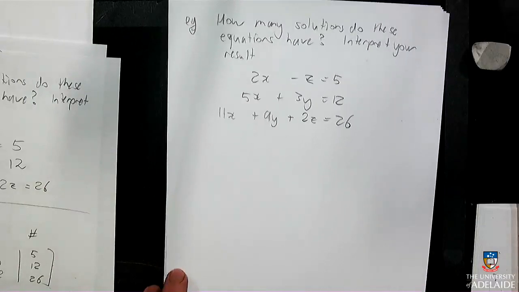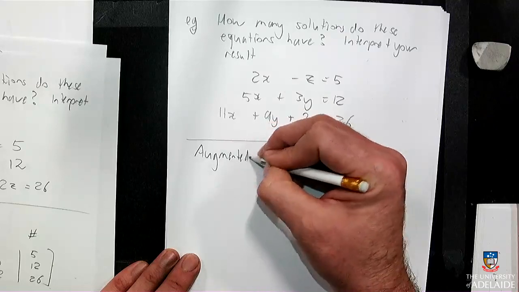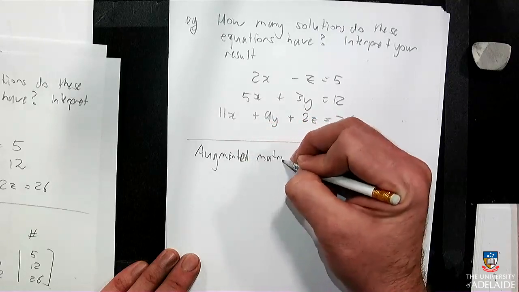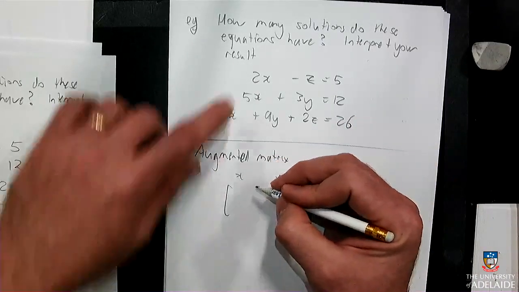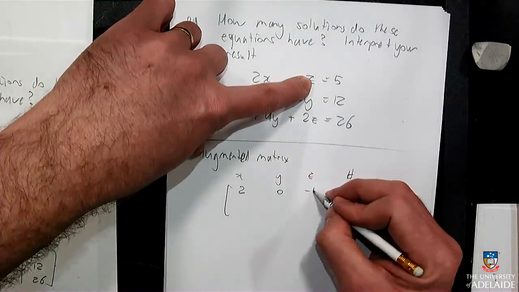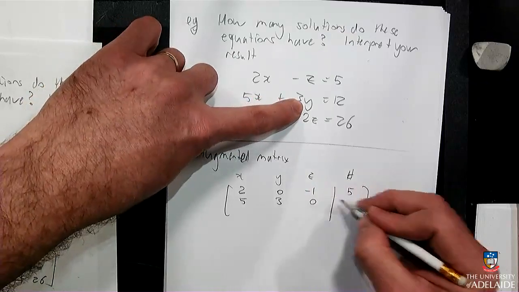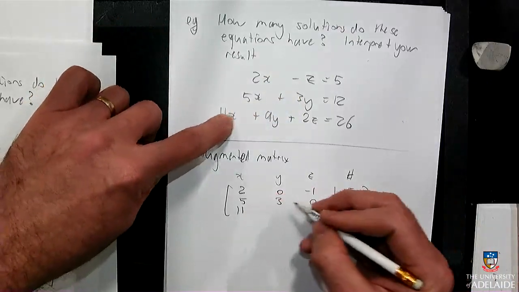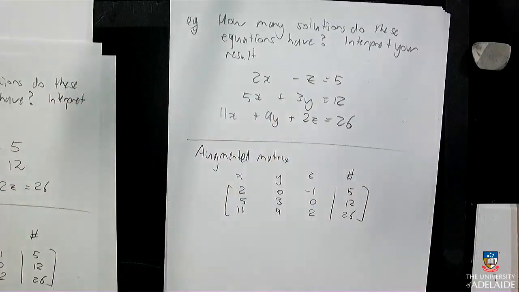All right, let's try it again. Make an augmented matrix. Got an X, got a Y, got a Z, got a column for numbers. There's 2 X's, no Y's, and minus 1 Z's, which is 5. 5 X's, 3 Y's, no Z's is 12. 11 X's, 9 Y's, and 2 Z's is 26. This is going to be even harder to get the 1 in the position where I want it. But I can certainly make a 1.